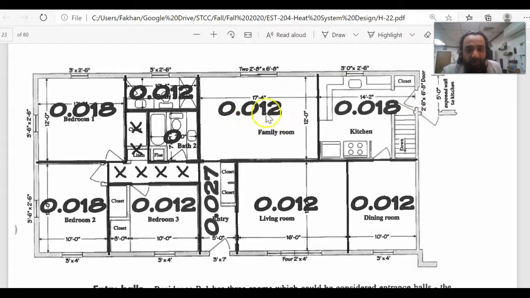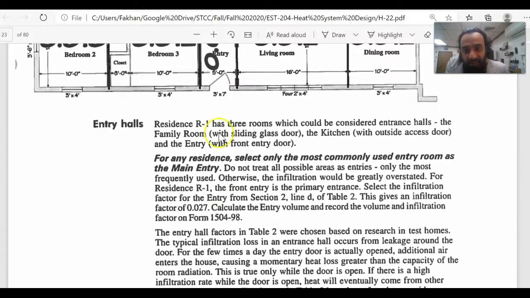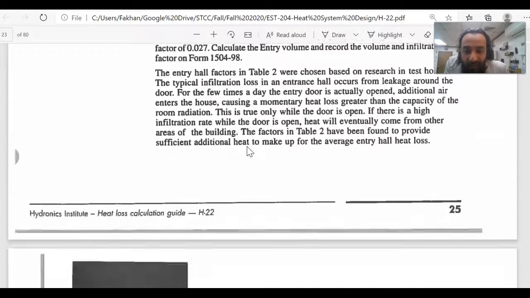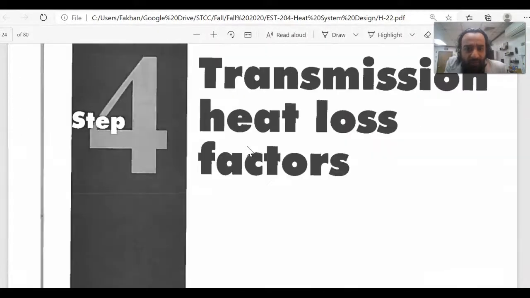Over here you have 0.012 because there's only one side with a window in it. What about this one? This is 0.018 because there are two walls with two windows in them. What about this one? It has two windows and only one side, so it's still going to be 0.012. And the hallway will get the big infiltration because you have a door to the outside, and the air is going to gush in here whenever you open the door. So we designated all these heat loss infiltration factors for this whole house.